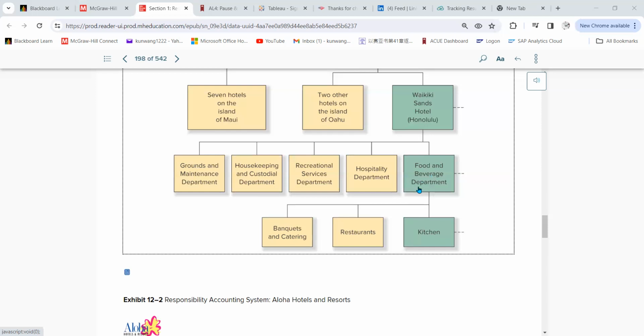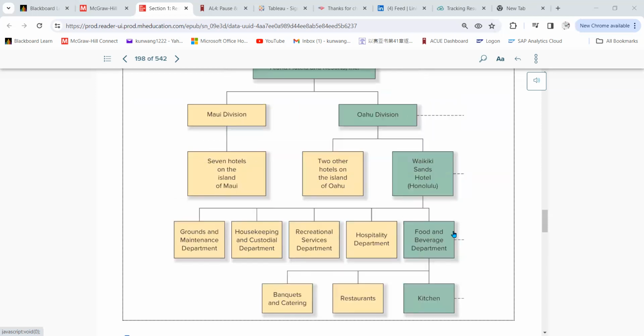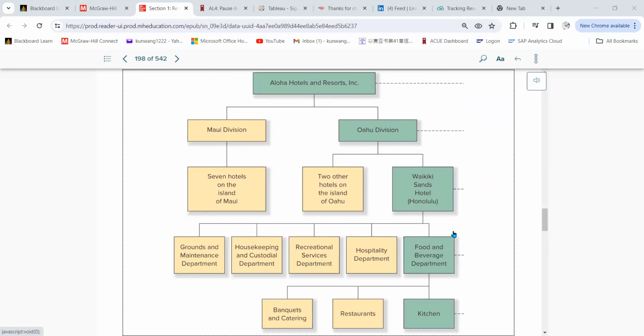So under the food and beverage, we may have the restaurant as the profit center. Banquets and catering probably as profit centers, but the kitchen is a cost center because the kitchen provides food to the restaurant and probably to the banquets and the catering. But the kitchen itself is responsible for the cost of the food and the beverage, right? All of the ingredients, the chefs, the laborers, and other supplies. So that's how. But this one is pretty straightforward, not really a complicated operation.